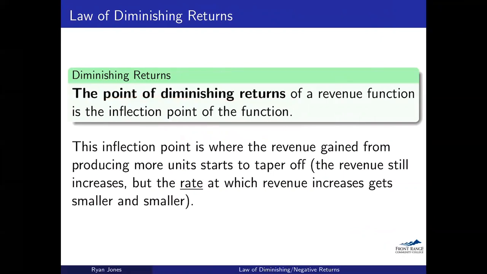And so just another way to say this, I like to say, hey, at that inflection point, the revenue gained from producing another unit tapers off. That's kind of my jargon there. Yes, the revenue increases, but the rate at which it increases gets smaller and smaller. So I don't increase as much for each unit extra that I produce. That's the law of diminishing returns. I could basically just ask you a question where I say, hey, here's a revenue function, find the point of diminishing returns. And you just have to find the inflection point of the function. And that's it.